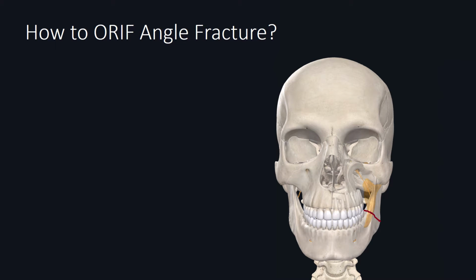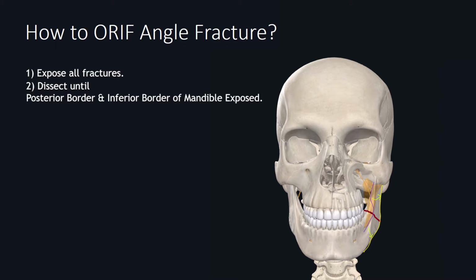Now that we have finished discussing the anatomic structures, we'll next discuss the steps involved in repairing angle fracture. General steps with the repair is that you're going to first start out by exposing all the fracture sites. In particular to the angle fracture site, you're going to be using intraoral incision to expose the angle fracture. It's important to dissect until the posterior border and the inferior border is reached within the subperiosteal tissue plane.